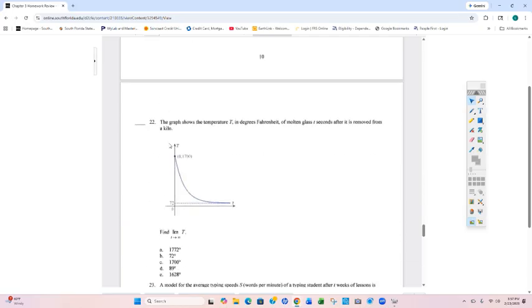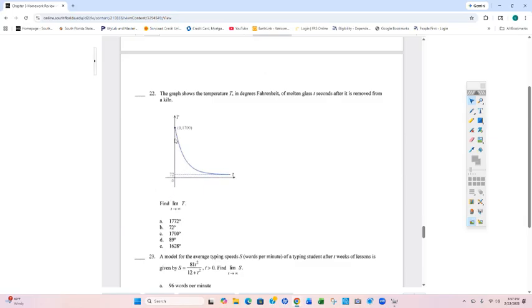Number 22. The graph shows the temperature T in degrees Fahrenheit of the molten glass t seconds after it is removed from a kiln. So our y-axis is a capital T for temperature. The x-axis is the small t for seconds. Okay, the graph has a point at the coordinate 0, 1700. It begins there, and it decreases but stays above the x-axis to infinity. There is an asymptote at y equals 72.